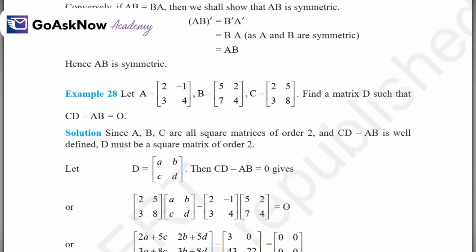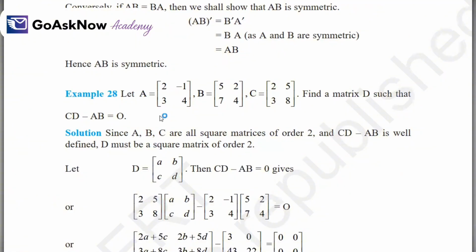Since A, B, C are all square matrices of order 2, and CD minus AB is well defined, D must be a square matrix of order 2. Because C is multiplied with D and it is subtracted from AB, D must also have order 2. So let D is equal to [a, b; c, d].